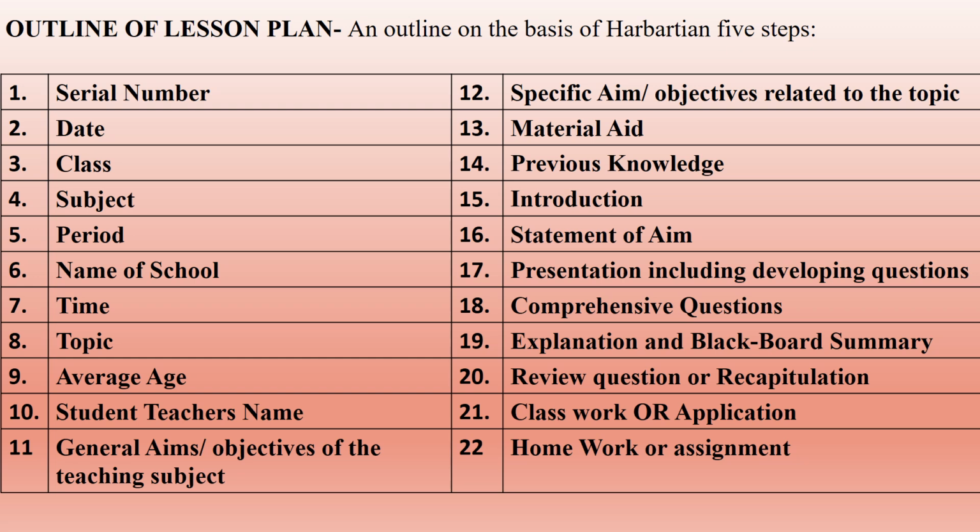Thereafter, average age of children will be written. Then the name of the pupil teacher should be written. After this, general aims will come. After the general aims, specific aim will be mentioned. Then after that, what material aid you will use will be written. After material aid, previous knowledge will be mentioned. After that, introduction will come.